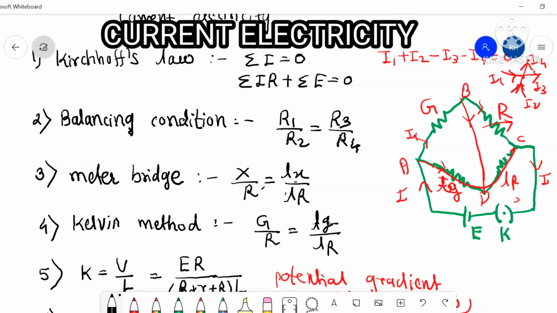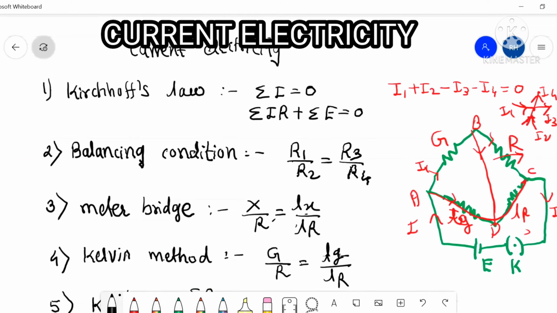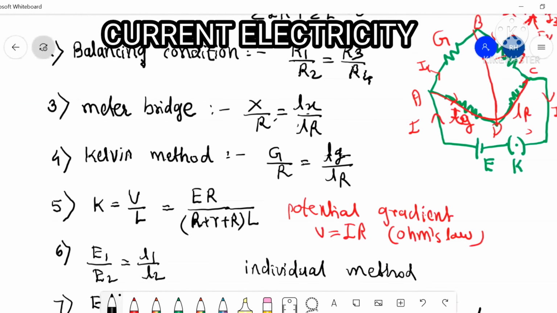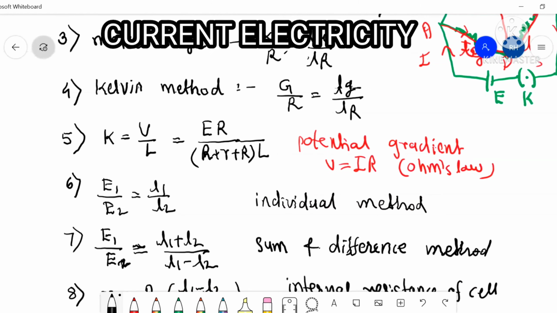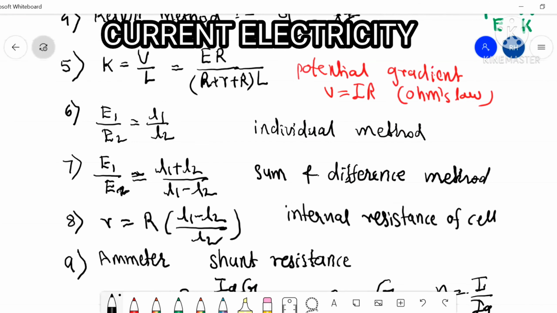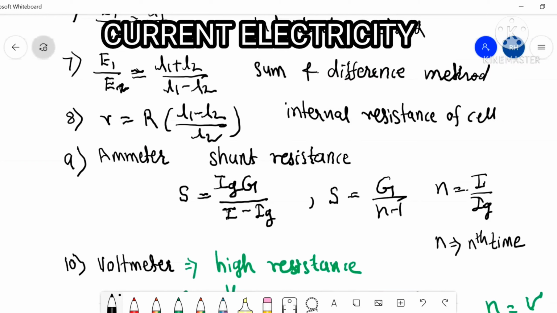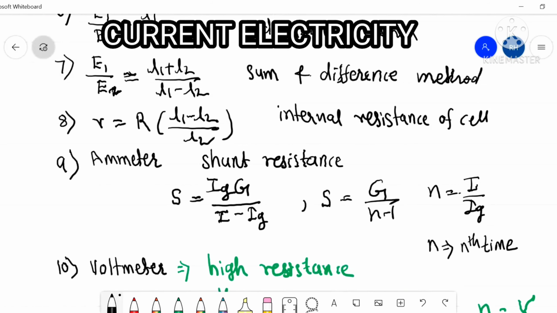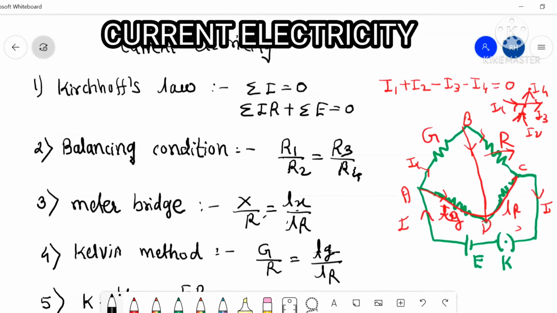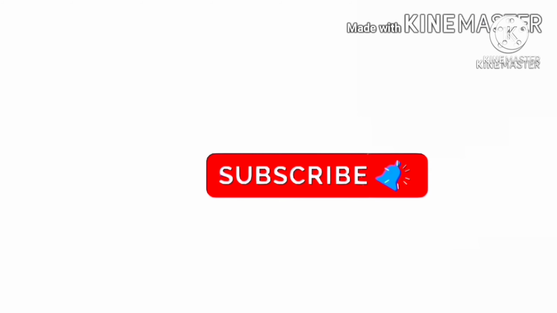Okay, like that. Remember the formulas: Kirchhoff's law formula, second is the balance condition, next one is the meter bridge, Kelvin's and potential gradient. Next one is the individual method, sum method, internal resistance, ammeter and voltmeter. In this topic you can recall all these formulas. Okay, student.